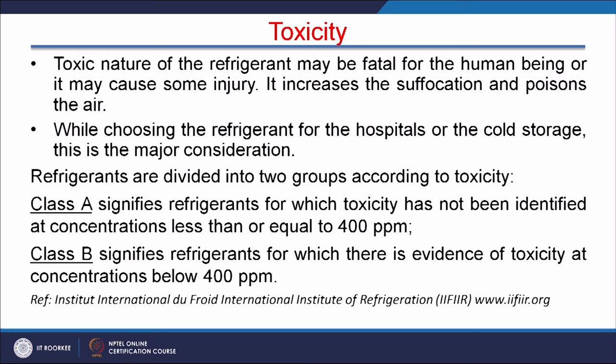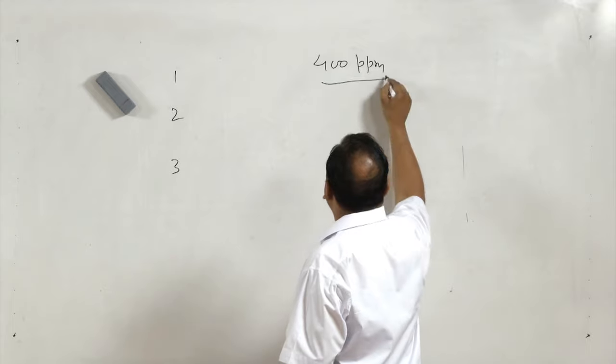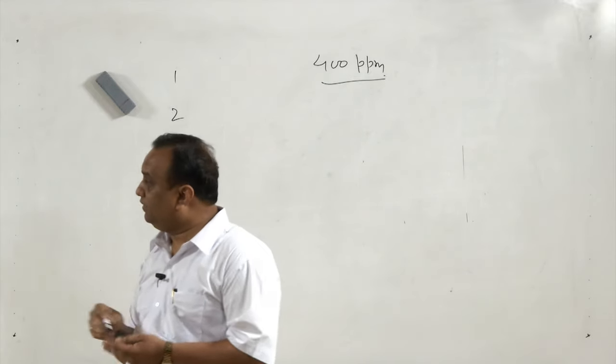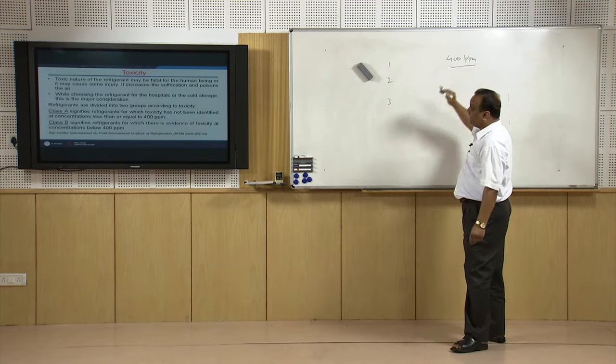Class A signifies the refrigerant for which toxicity has not been identified at a concentration less than or equal to 400 ppm. If there is no toxicity at a concentration of less than 400 ppm, then it is class A. And class B signifies a refrigerant for which there is evidence of toxicity below 400 ppm. So, 400 ppm is the borderline. If toxicity is observed below 400 ppm, it is class B. If toxicity is not observed below 400 ppm, then it is class A.